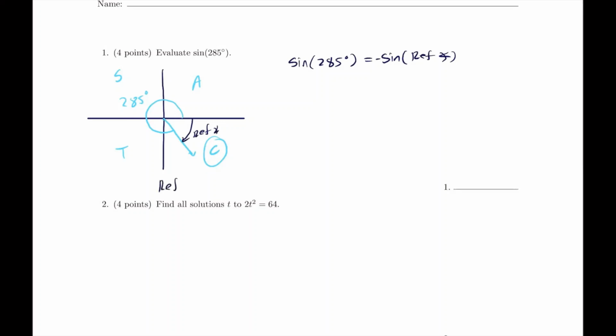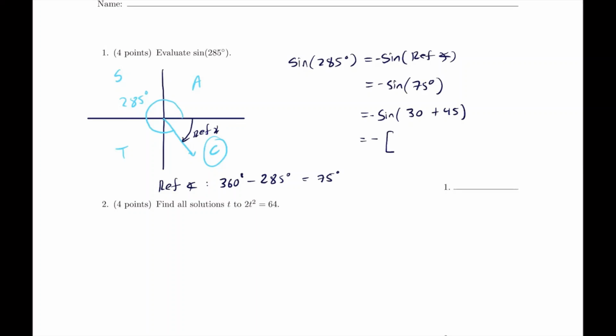So we know the reference angle in the fourth quadrant is 360 minus 285 degrees. That's going to give you 75 degrees. So we can say this is negative sine of 75 degrees. Now we can use the sum formula to find its exact value. We can use sine of 30 plus 45 because that's 75. Let's pull out the negative and just put parentheses.